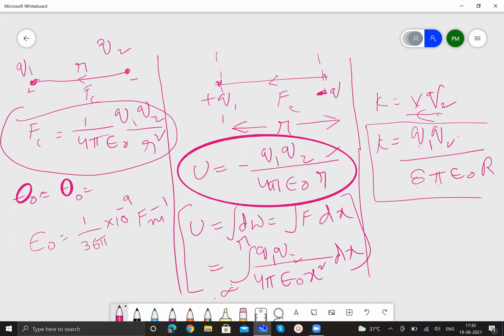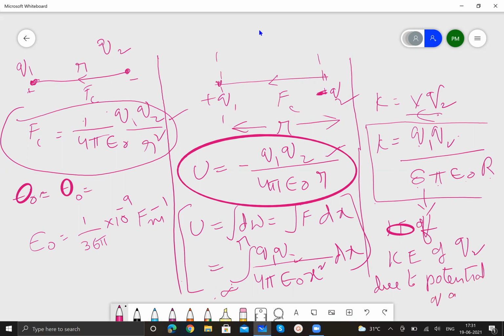Have you noted these expressions? Sir, writing. One is the Coulombian force of attraction. Second one is the electrostatic potential energy between the charges Q1 and Q2. Third one is the kinetic energy of Q2 due to the potential of Q1. This is the potential energy of the stable configuration of charges Q1 and Q2.